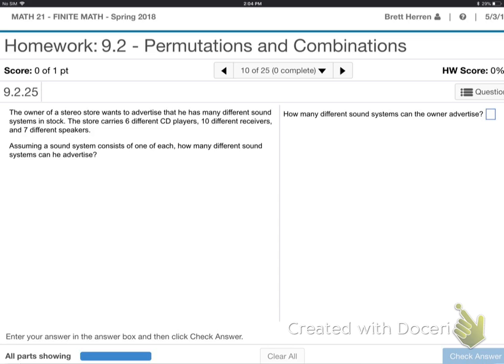So, do you have any ideas? What do you think about that? There's 6 CD players, 10 receivers, 7 speakers. How many different total configurations? How would we figure that out?